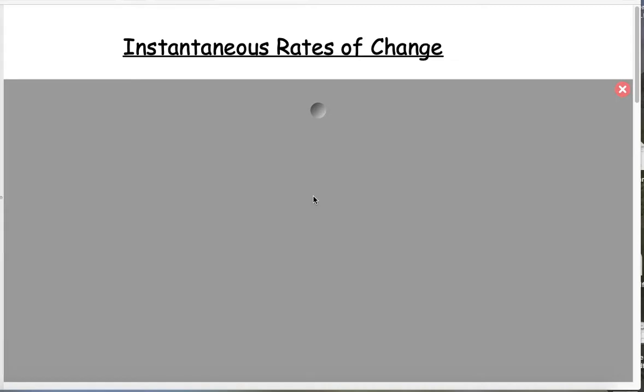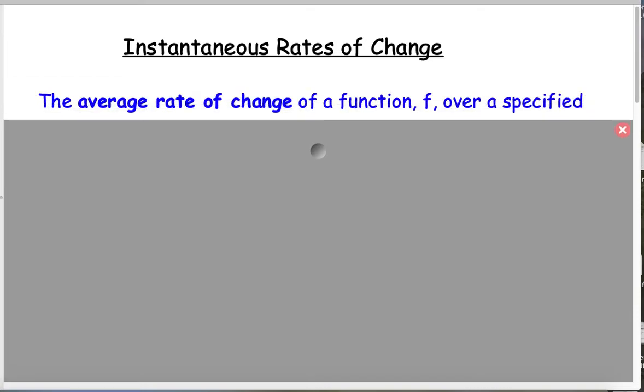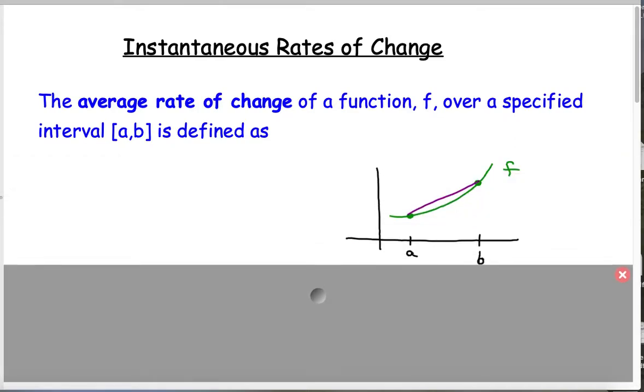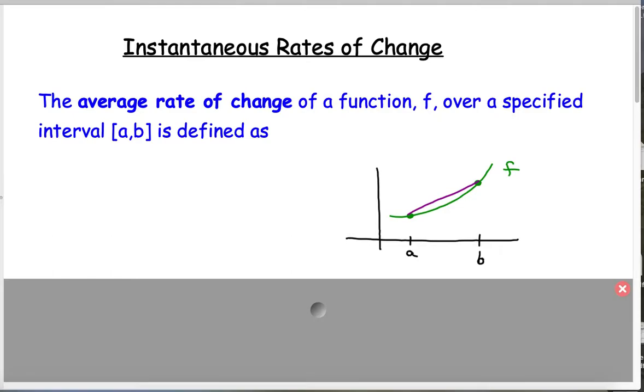After talking about average rates of change, it's important now to focus on what it means to be an instantaneous rate of change. The average rate of change of a function, as we have learned, over a specified interval, a to b, let's say, is defined as what? Well, that's basically just the slope between those two endpoints of that secant.